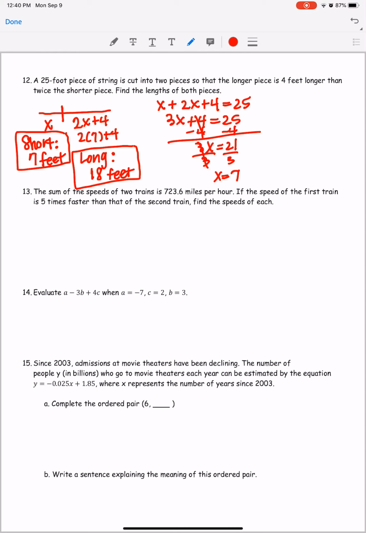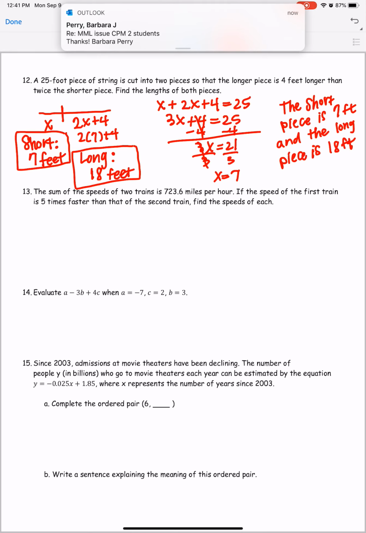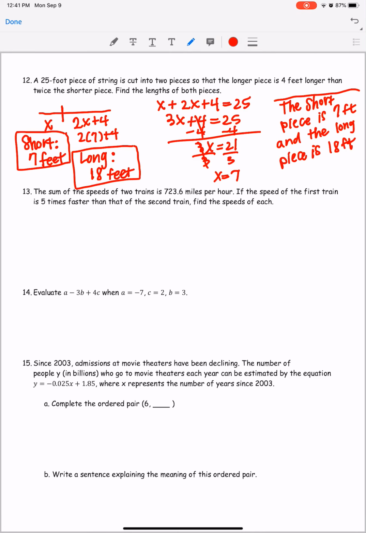Now, word problems require word solutions, so we need to write things out. The short piece is 7 feet, and the long piece is 18 feet. Okay, and that's our real final answer.